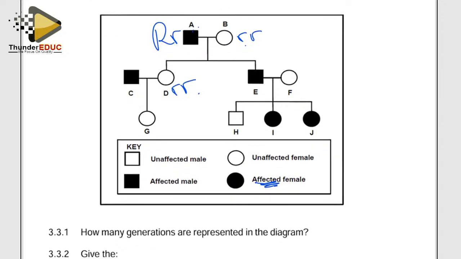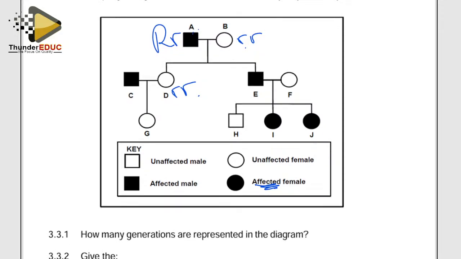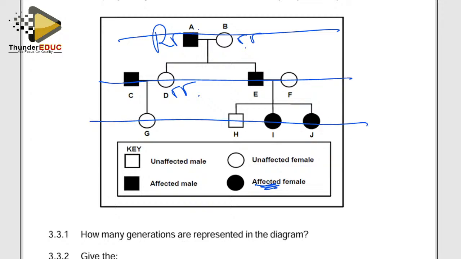All right. So how many generations are represented in the diagram? You count 1, 2, 3. Is it clear? Yes. So since you count them, those are 3 generations.